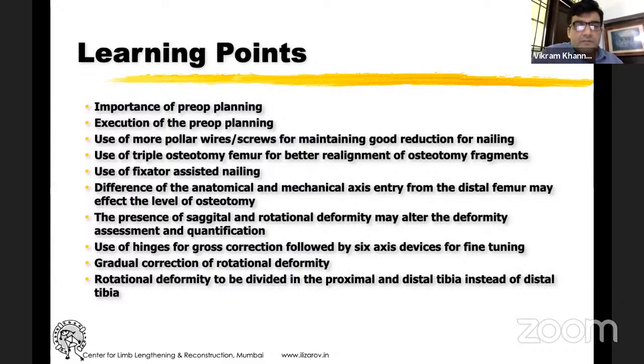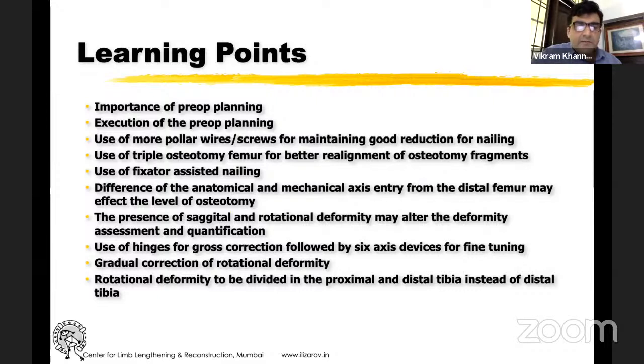The use of triple osteotomy in this case was a necessity because the straight reamer was hitting on the anterior cortex, so we had to go ahead with it. But eventually, I think that on the right side, we were able to control the reduction and the alignment better with the triple osteotomy instead of the double osteotomy. In addition, we could have used fixator assisted nailing, but it's technically more demanding.